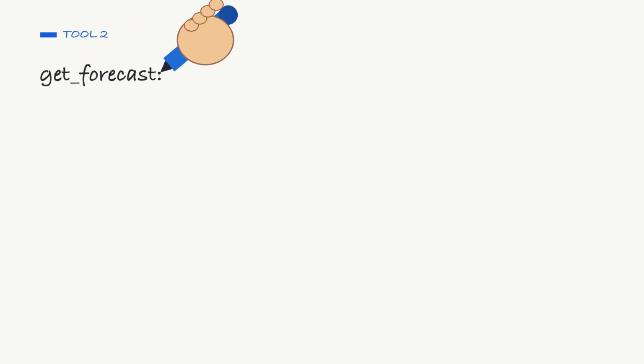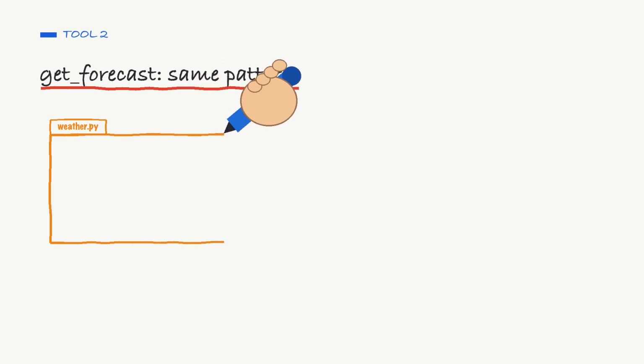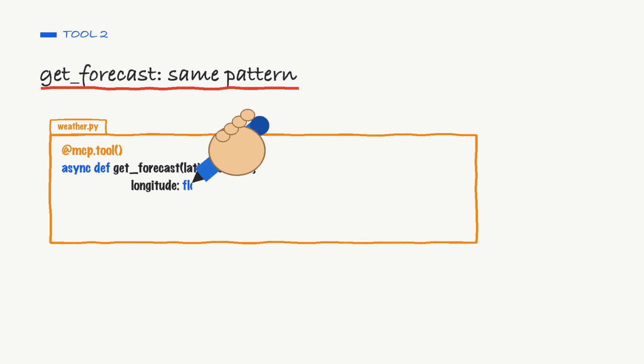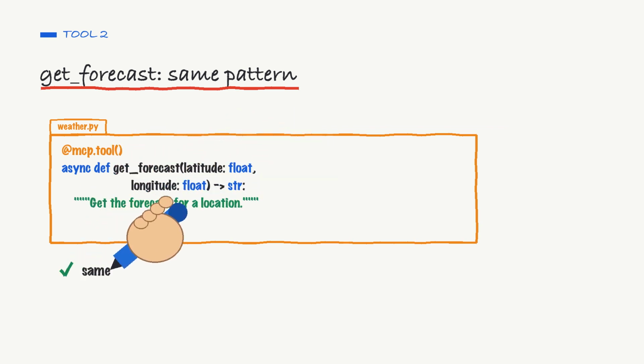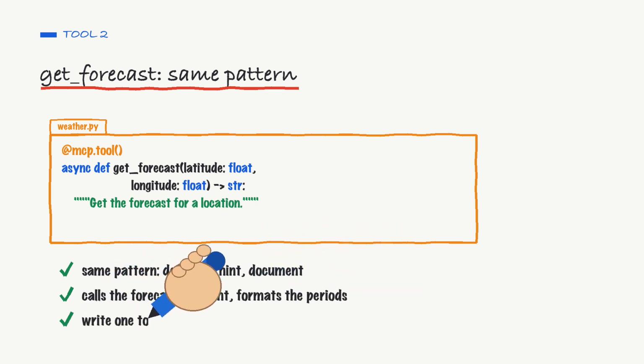Tool 2, Get Forecast, is the exact same pattern. Decorate with mcp.tool. Type the inputs, a latitude and a longitude, as floats. Document it. Call the forecast endpoint and return the next few periods, temperature, wind, and a short description, as formatted text.